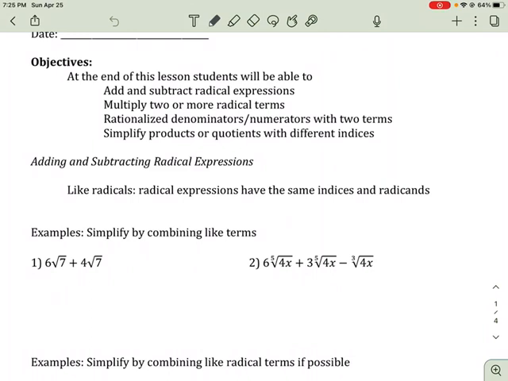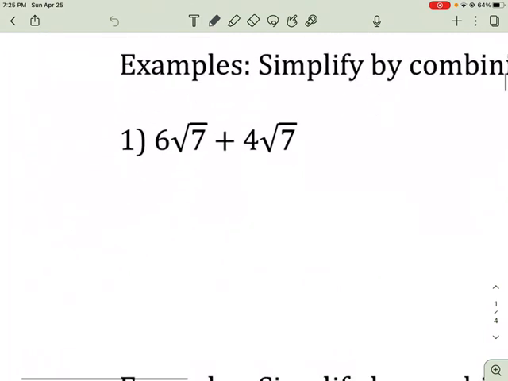There are two conditions that have to be met. They have to have the same index. So in other words, square roots with square roots, cube roots with cube roots, fourth roots with fourth roots. And what's underneath has to be exactly the same. So the square root of 2 and the square root of 2 can be added, but the square root of 2 with the square root of 7 cannot. So it's very specific about what you can and cannot add.